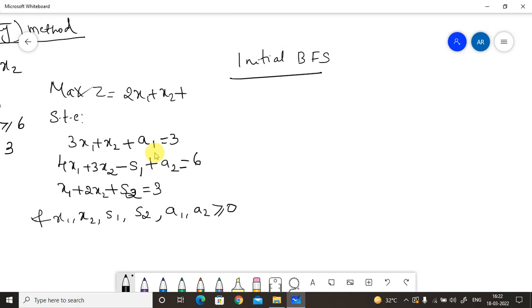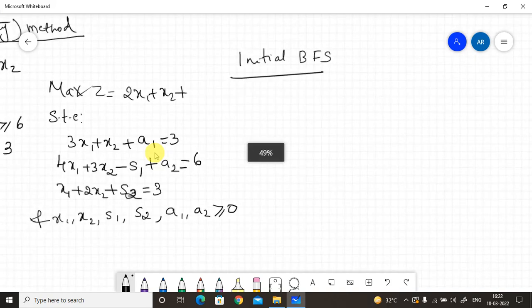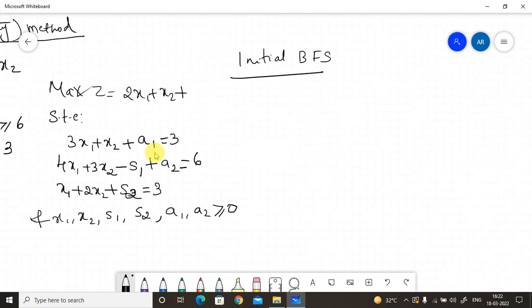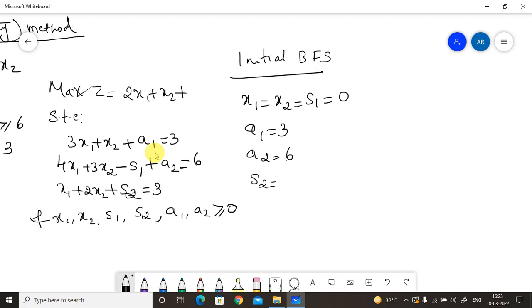So we are considering those constraints where there is an artificial variable. Now what we write is x1 equal to x2 equal to s1 equal to 0. If I initialize these to 0, now you can understand the value of a1. a1 becomes 3, a2 becomes 6, and s2 will become 3. And you can also check the z value. Max z will become what? To do that we have to continue this further.